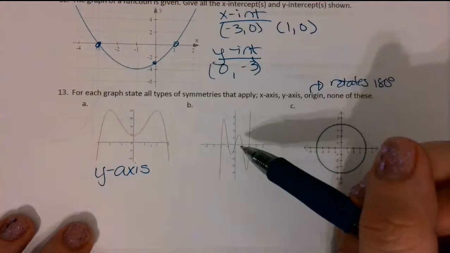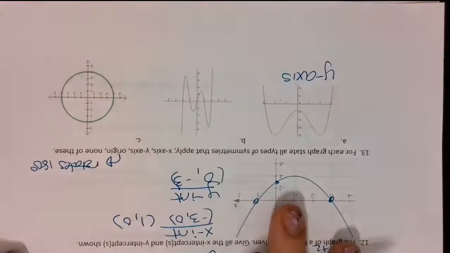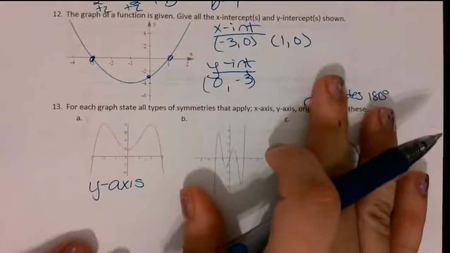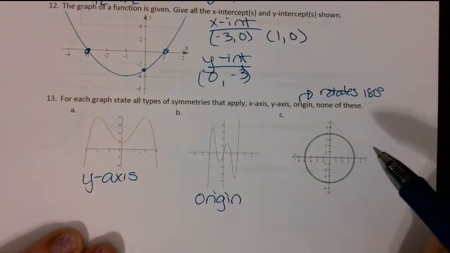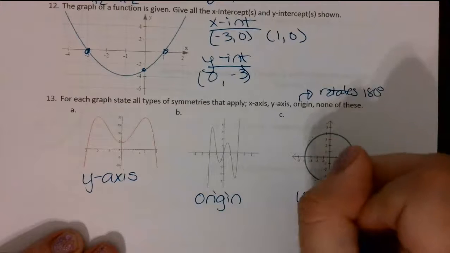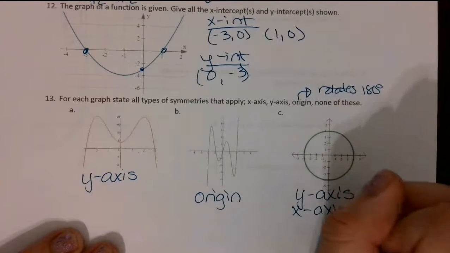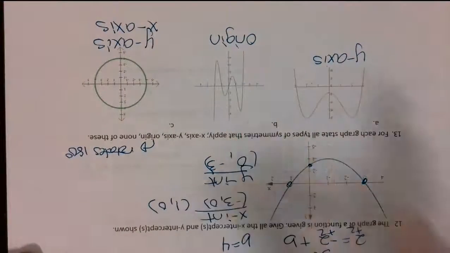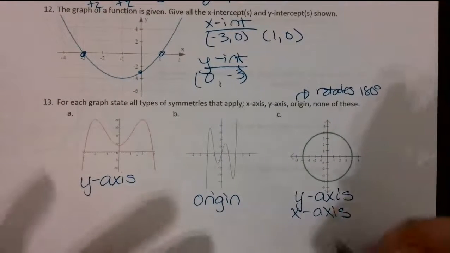This one, it's kind of hard to see. So take a look at this picture. And if I spin it 180 degrees, it looks exactly the same. So this one is symmetric around the origin. This one, I can fold it in half over the y-axis, and it's the same. I can fold it over the x-axis, and it's the same. And then because this is a circle, if I spin this around 180 degrees, it still looks the same. So this one is also symmetric across the origin.